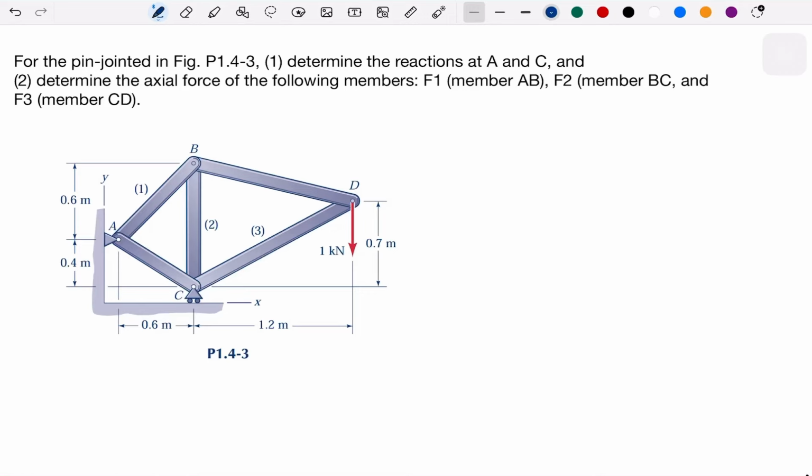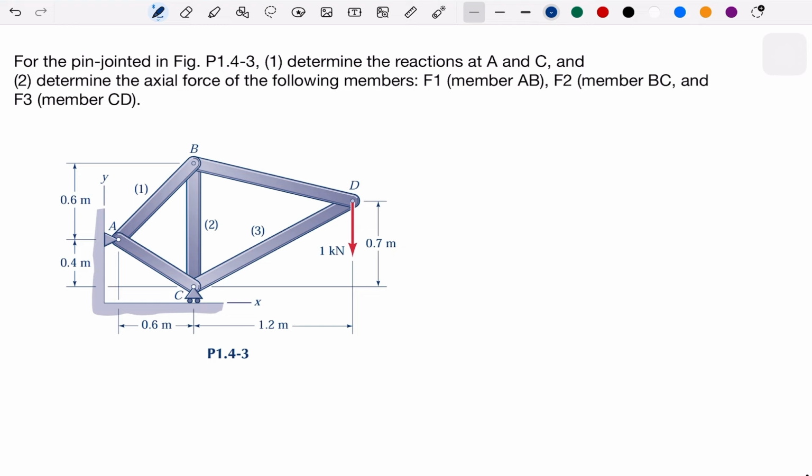Pin C, you see that there is a roller here. So what does that mean? It means that we can imagine that it can move horizontally. And then it has a pin here, which means it can rotate and it can move horizontally. Which means the reaction force that might come from this pin is only the vertical force. Do you get it?